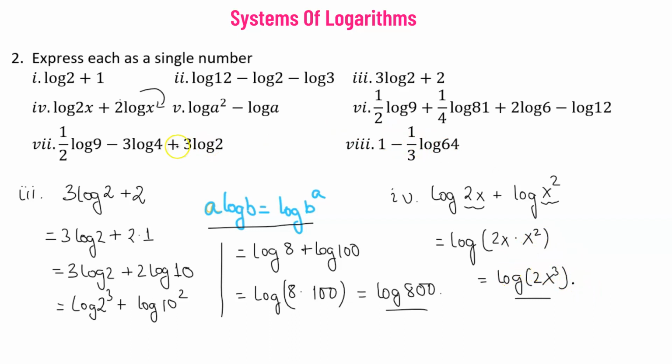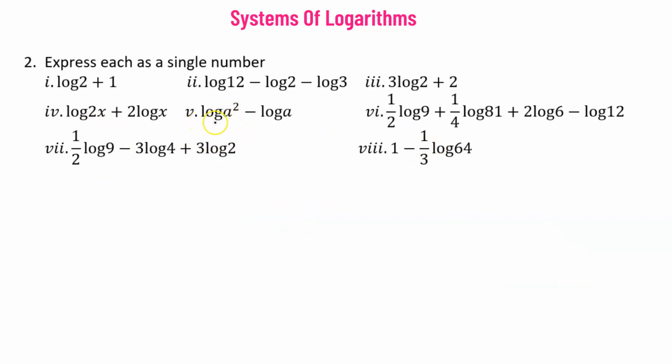Let's move on to problem number 5. So in problem number 5, we have log a squared minus log a. So we can straight away use the property of logarithms. So we have log of a squared divided by a. So this will be equal to log of a.